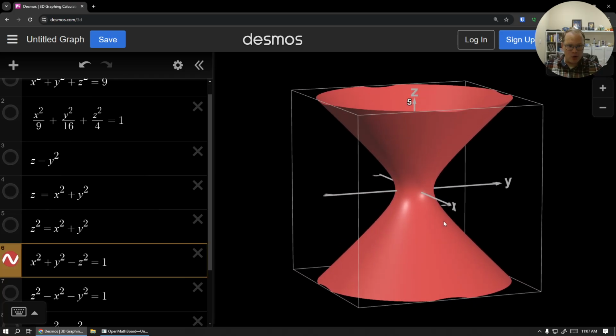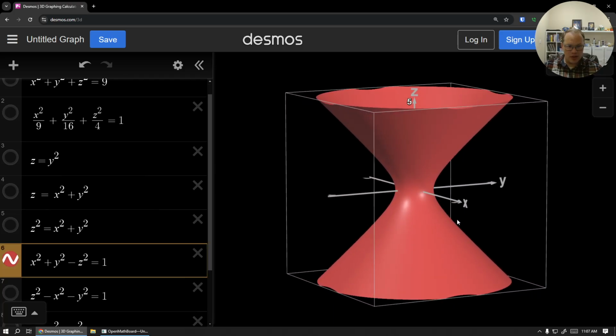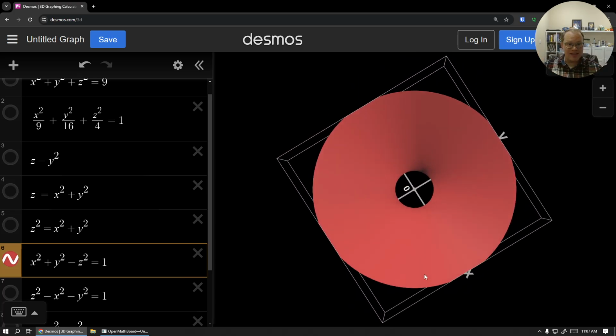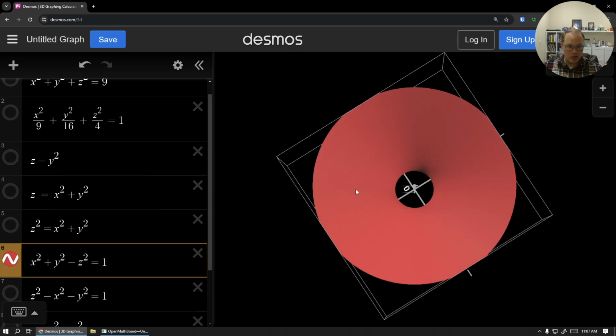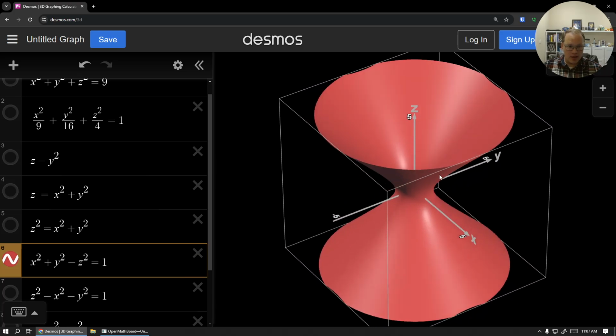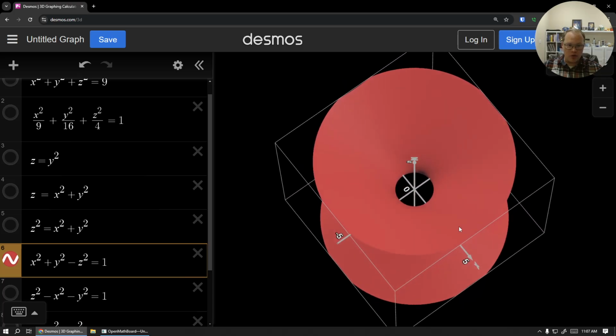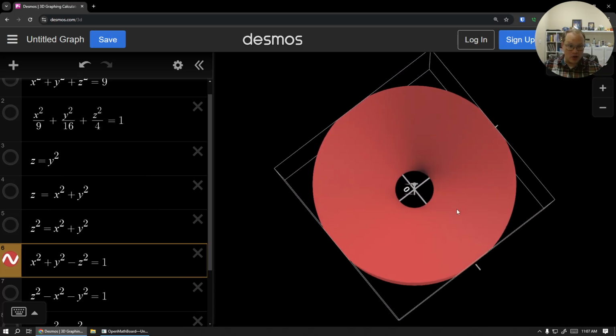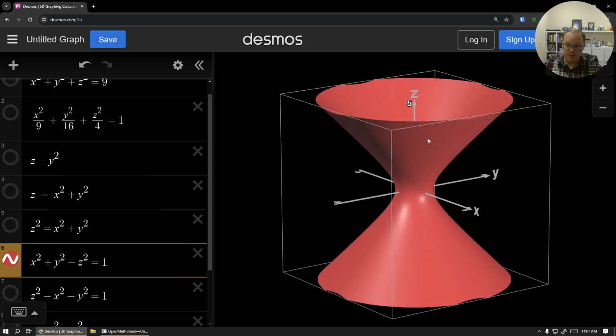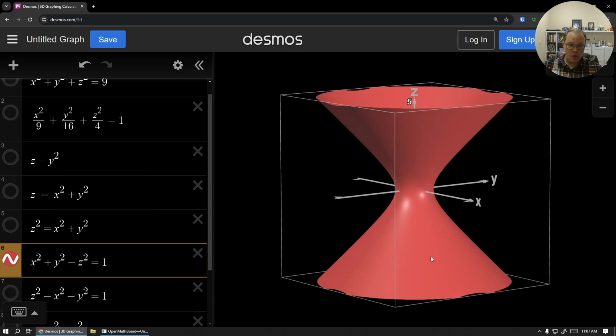This is a hyperboloid of one sheet. You could kind of see the outline of a hyperbola in that hourglass figure, right? And then from above, in this example, the cross section is a circle again. As before, if we stretch things out in different ways, it could be an ellipse instead of a circle. So that's a hyperboloid of one sheet.